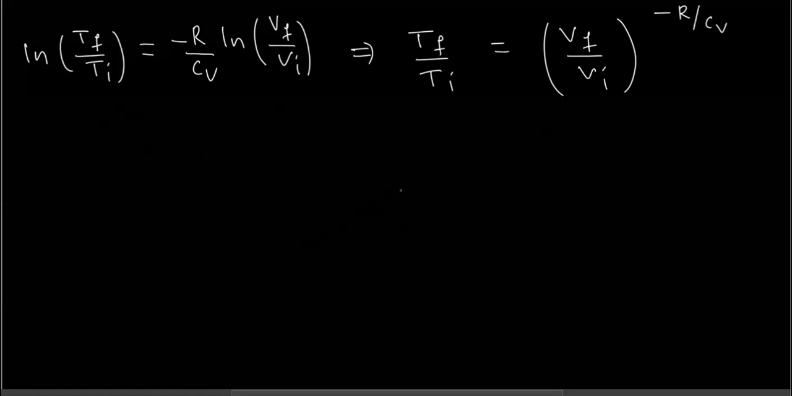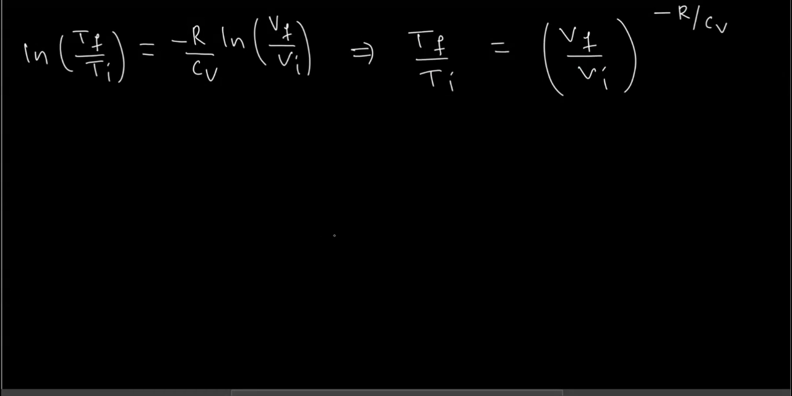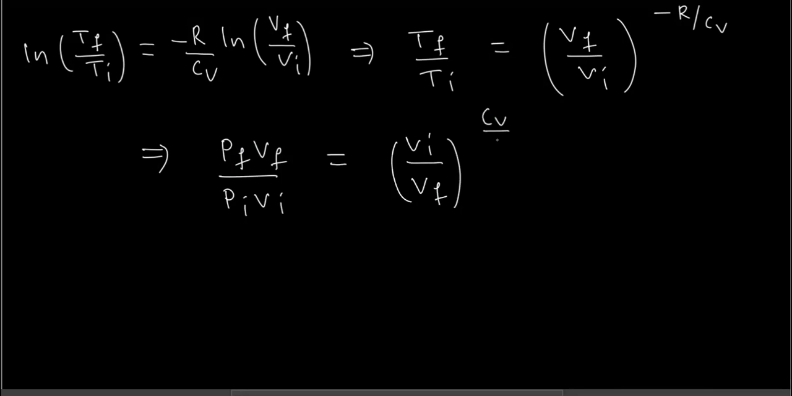Now, again, PV is equal to nRT, since we are dealing with ideal conditions, whenever you want to use it, you use it. Now that we want an expression only in pressure and volume, because I have a ratio, I can write this as P final into V final divided by P initial into V initial. Are you with me? I'll try to flip it, so V initial by V final, and then this becomes Cv by R. Are you okay? Then if V final comes to the left hand side, it is V final raised to 1 plus Cv by R, which is Cv plus R by R.